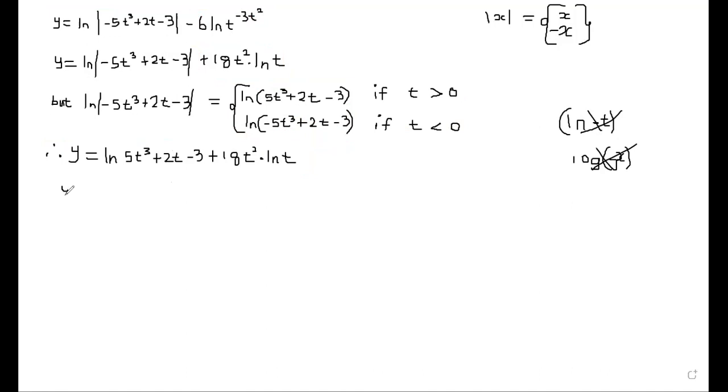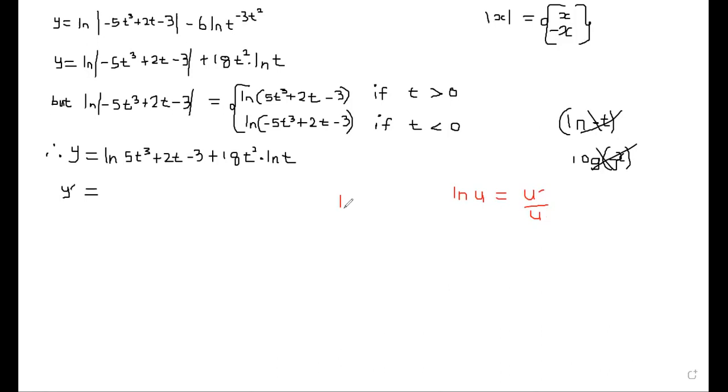Now we're differentiating again. One thing that you have to know when you are differentiating, I want you to write it in your notes: to differentiate ln u, you must take u prime over u. So this is how you differentiate ln u.